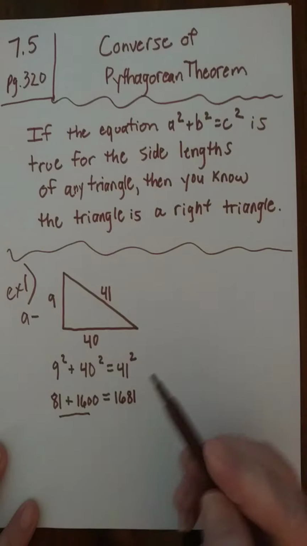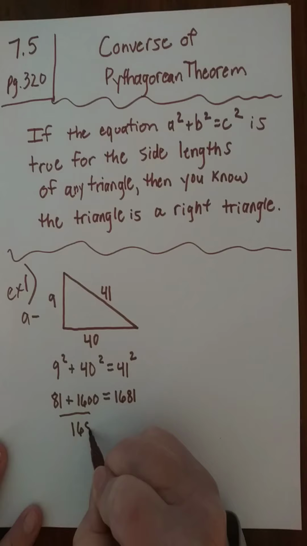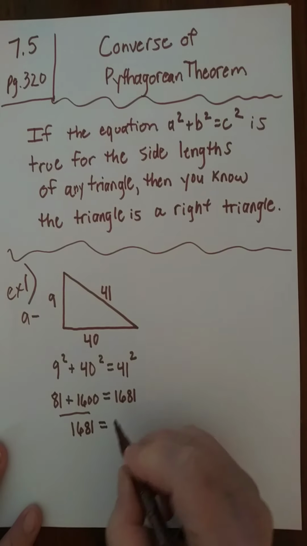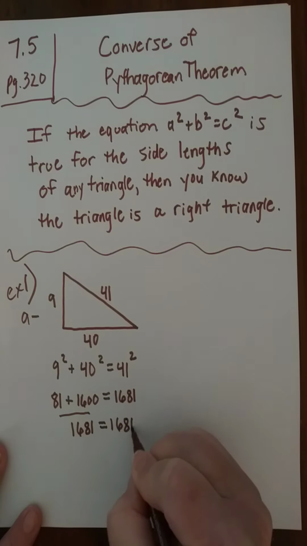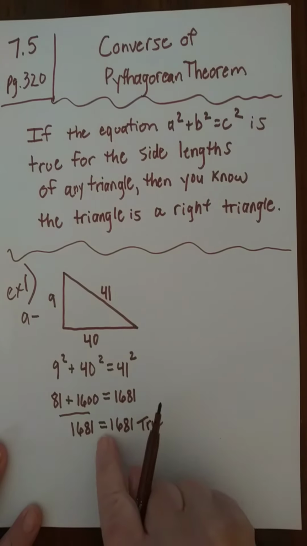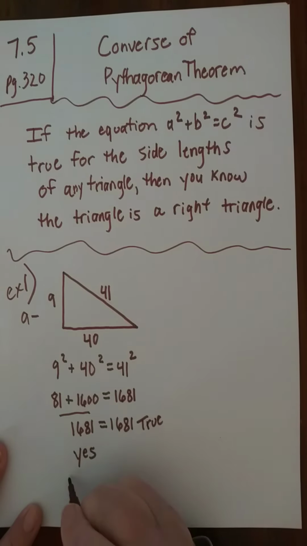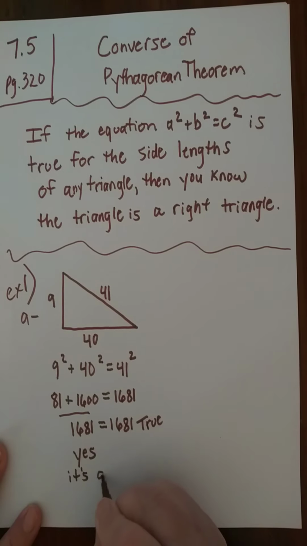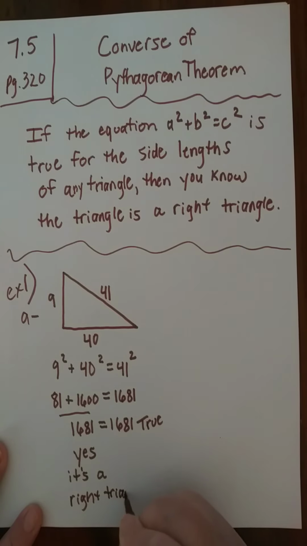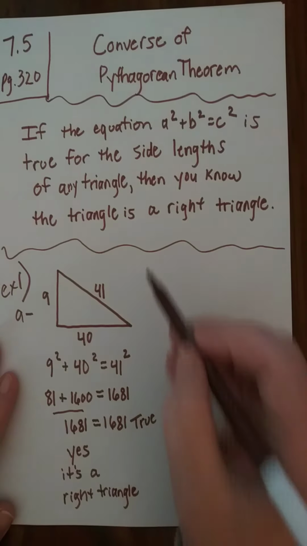So far I've just simplified all three of those. Now we can combine these two: 81 plus 1,600 equals 1,681, and over here I have 1,681. Is that a true statement? Yes, this side equals this side. So we would say, yes, it's a right triangle. These are all going to be yes or no questions, where we test to see if Pythagorean theorem works.